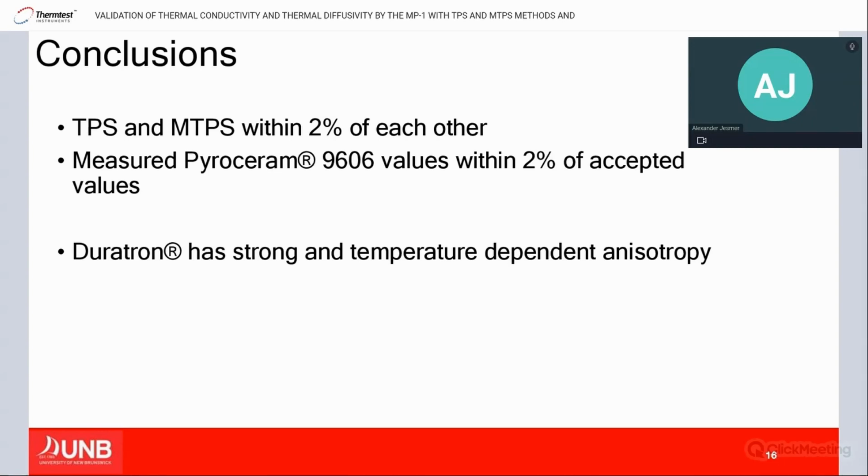And we also found that Duratron has strong and temperature-dependent anisotropy, which was really interesting. The temperature dependence was not necessarily expected. So going forward, looking into the actual control of that temperature dependence and the underlying causes of that could be interesting. And then hopefully in the coming months, using these methods to measure nanocomposite materials now that we have good baseline measurements using the MP-1 and the collection of sensors that we have here.